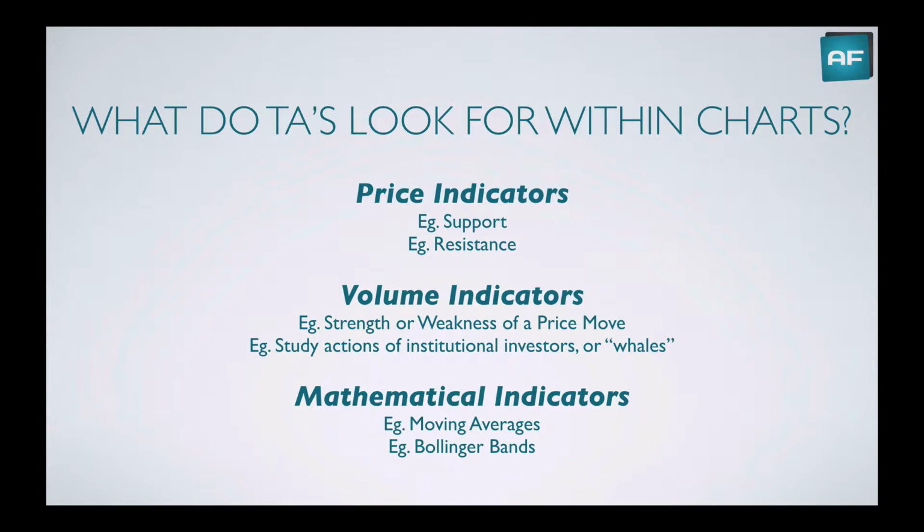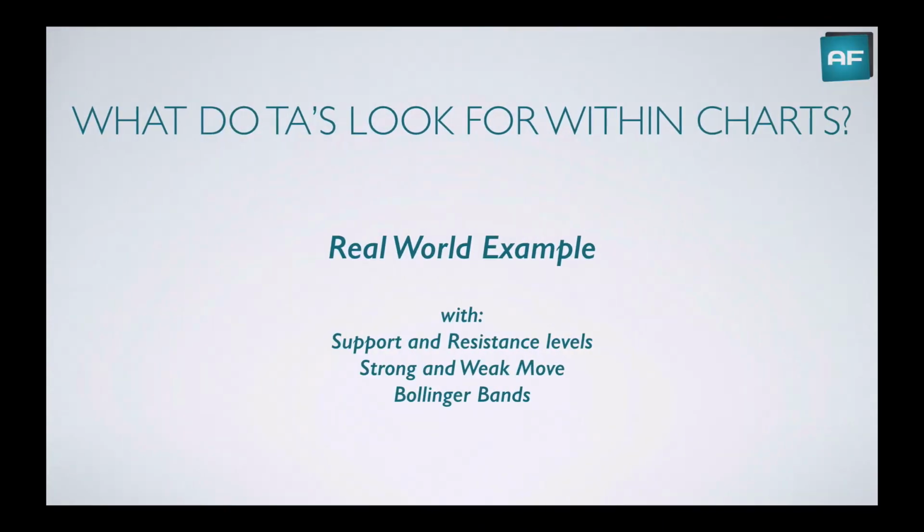And when we have mathematical indicators, this time we do things like put moving averages or Bollinger Bands on the price levels. Okay, we'll go to a real world example. We'll have a look at support and resistance levels. We'll look at strong and weak moves, and we'll look at Bollinger Bands. Now, note this is a very, very brief introduction, just so we're not looking at a slideshow. This is not supposed to be an in-depth analysis of technical analysis techniques, volume analysis, or the mathematical logic behind Bollinger Bands. So let's just have a look at a very quick introduction.